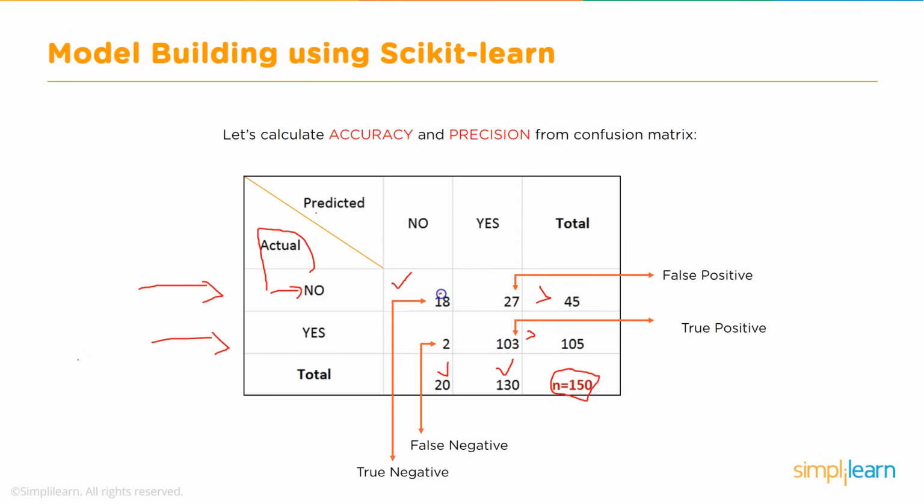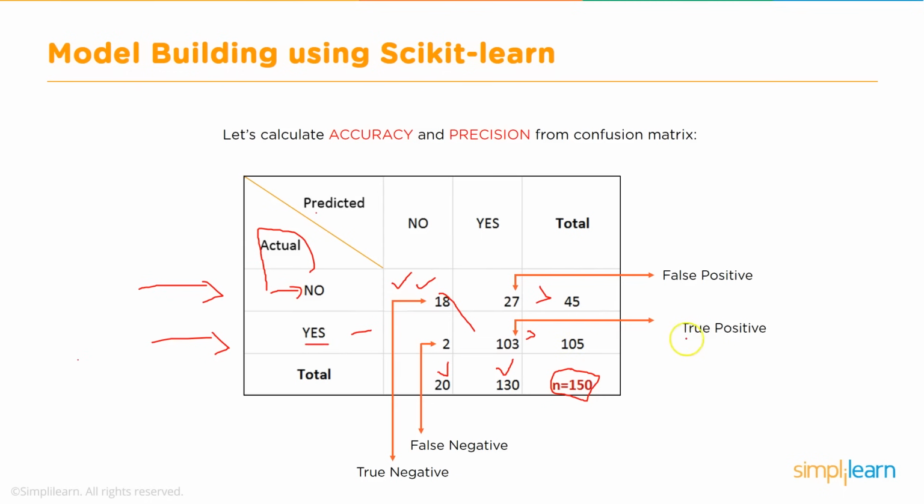Here we are talking about the diagonal. Remember I said most of the values should be in the diagonal. That means these 18 are correctly tagged. They are labeled as no and our model has predicted no, so these are known as true negative. Similarly, if we come diagonally down, there are 103 observations where the actual value is yes, and our model has also predicted yes, and these are known as true positive values. Positive because of this yes.